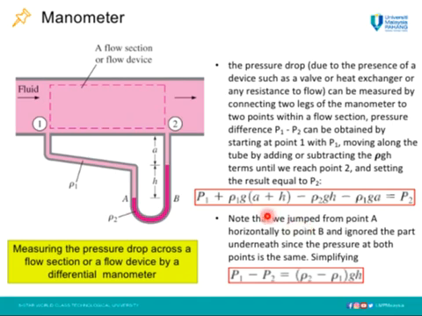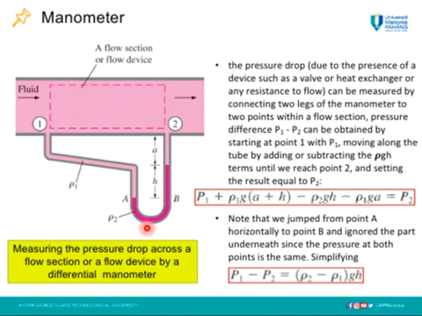Manometers are often used to measure pressure drops across a horizontal flow section between two specified points, due to the presence of devices such as a valve or heat exchanger and any resistance to flow. This is done by connecting the two legs of the manometer to these 2 points as shown in this figure, point 1 and point 2. So this is the flow section where we want to measure the pressure drop. The working fluid can be either gas or liquid whose density is ρ1. This is the working fluid.